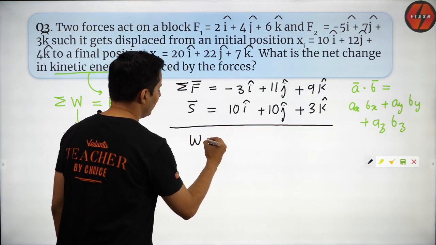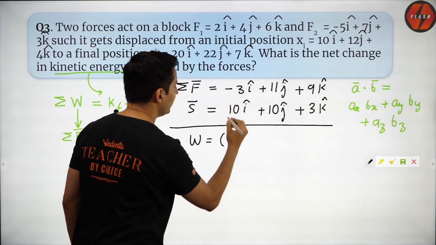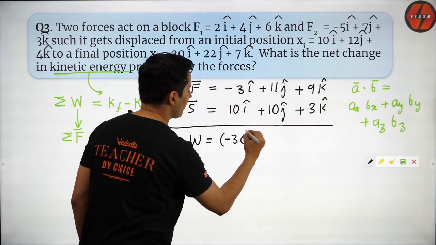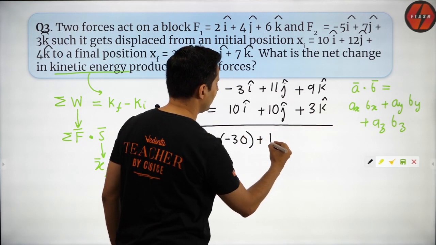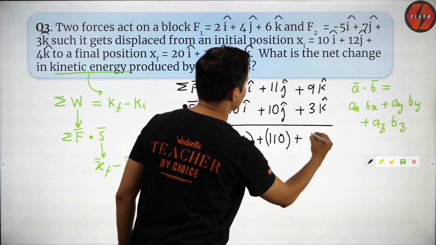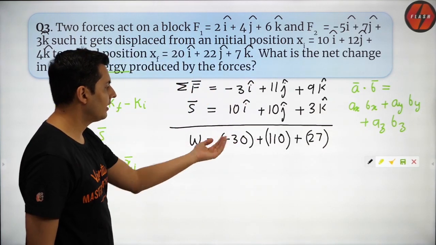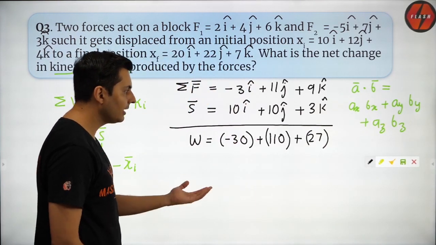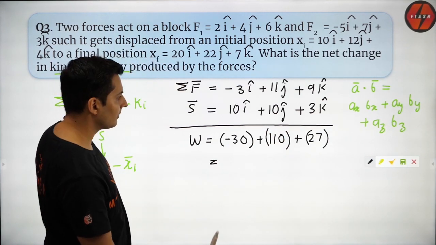So work done will be ax bx. So minus 3 into 10 is minus 30 plus ay by. So that is 11 multiplied by 10, which is 110. All right, plus 9 3s are 27, guys. So check this out. 110 minus 30, guys, is 80, and 80 plus 27, I believe, correct?